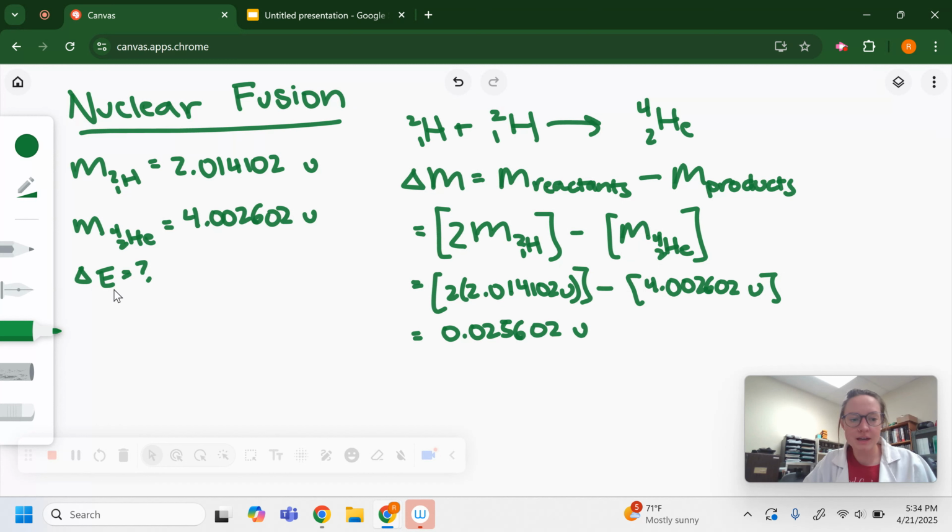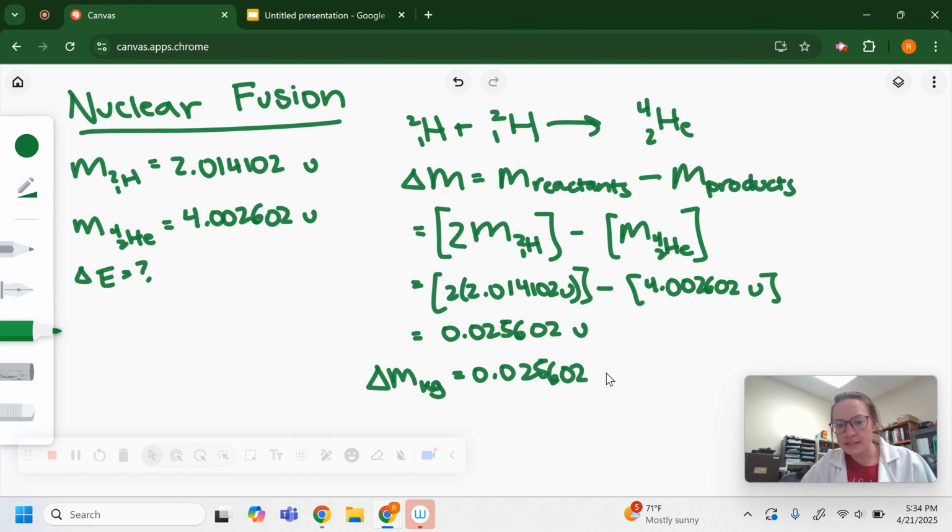No. We still have a lot of work to get to delta E, the change in energy, or the energy that's released. First, don't I have to convert this into kilograms? For sure. If I want to know the mass in kilograms, I have to take the mass in atomic mass units and do a little unit conversion with it.